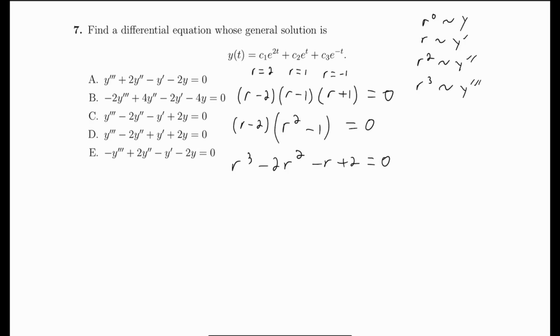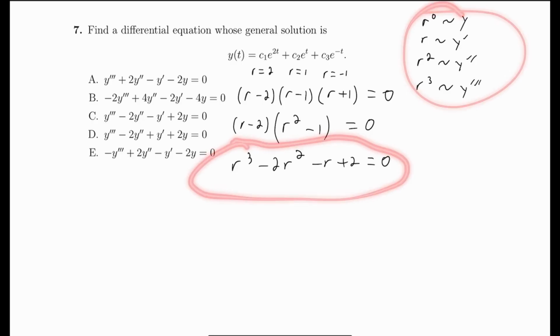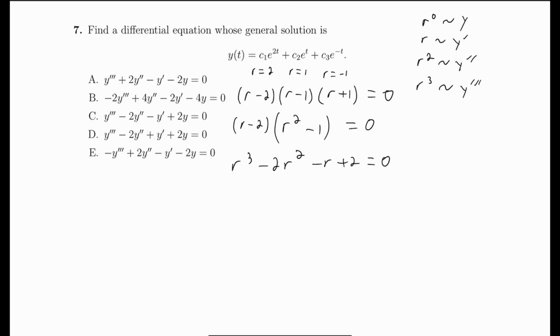This is the part that's easy to mess up. Don't start at r corresponding to y prime. So now we know that some sort of differential equation must have resulted in this characteristic equation using these substitutions. So we can just continue working backwards. That r cubed, there must have been a y triple prime.